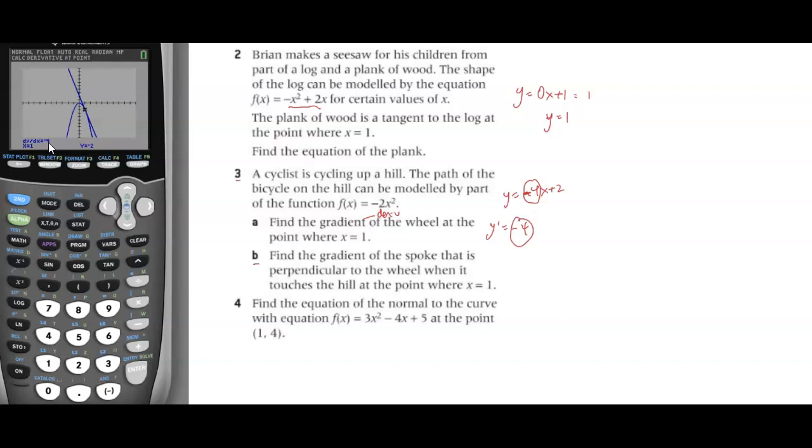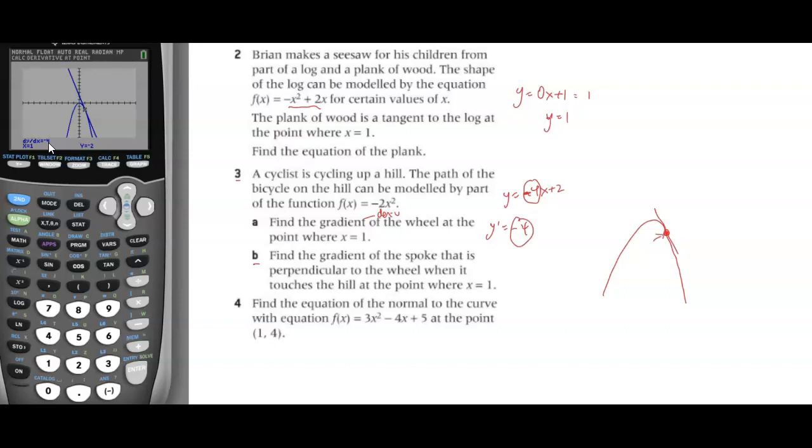What about part B? Find the gradient of the spoke that is perpendicular to the wheel when it touches the hill at the point where x equals 1. Okay, so I'm just going to draw a little picture here. This is a hill, right? And here's a certain point that we're worried about. Oh my God, this hill is very steep, right? So basically, they're asking us about this point here.